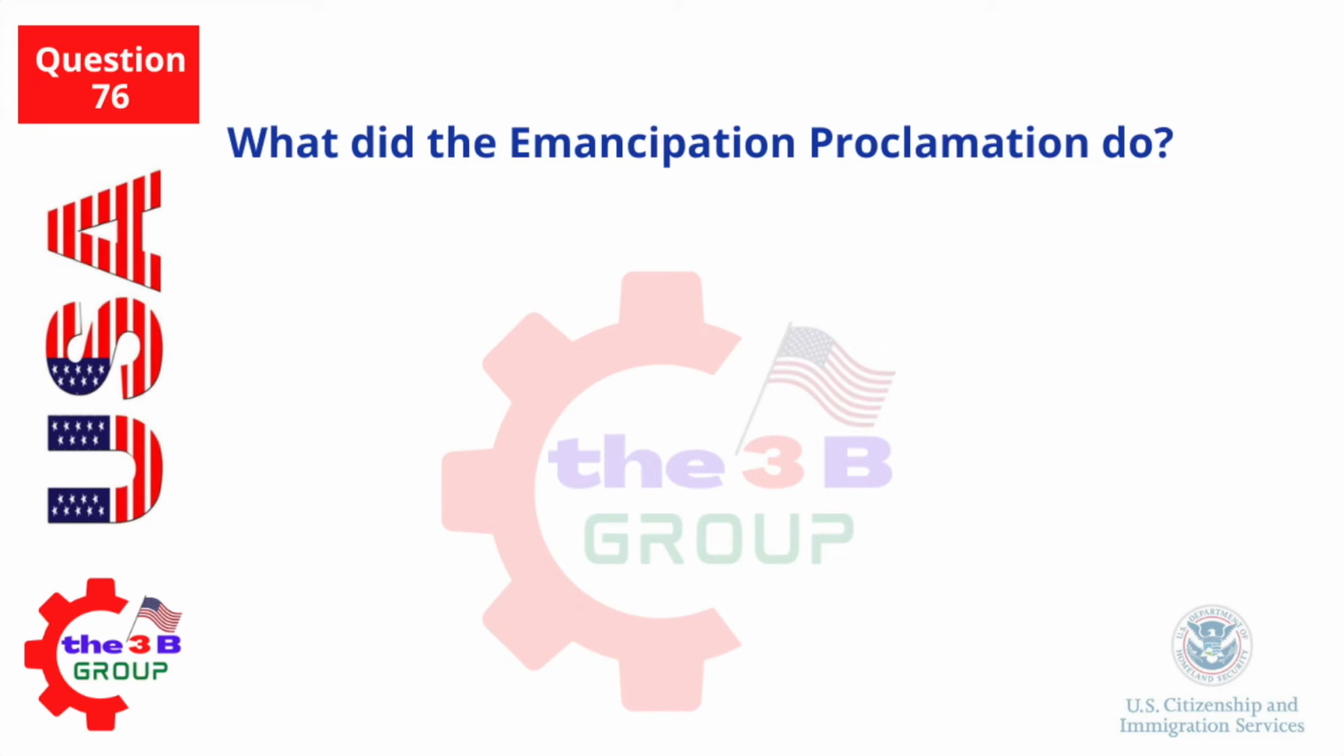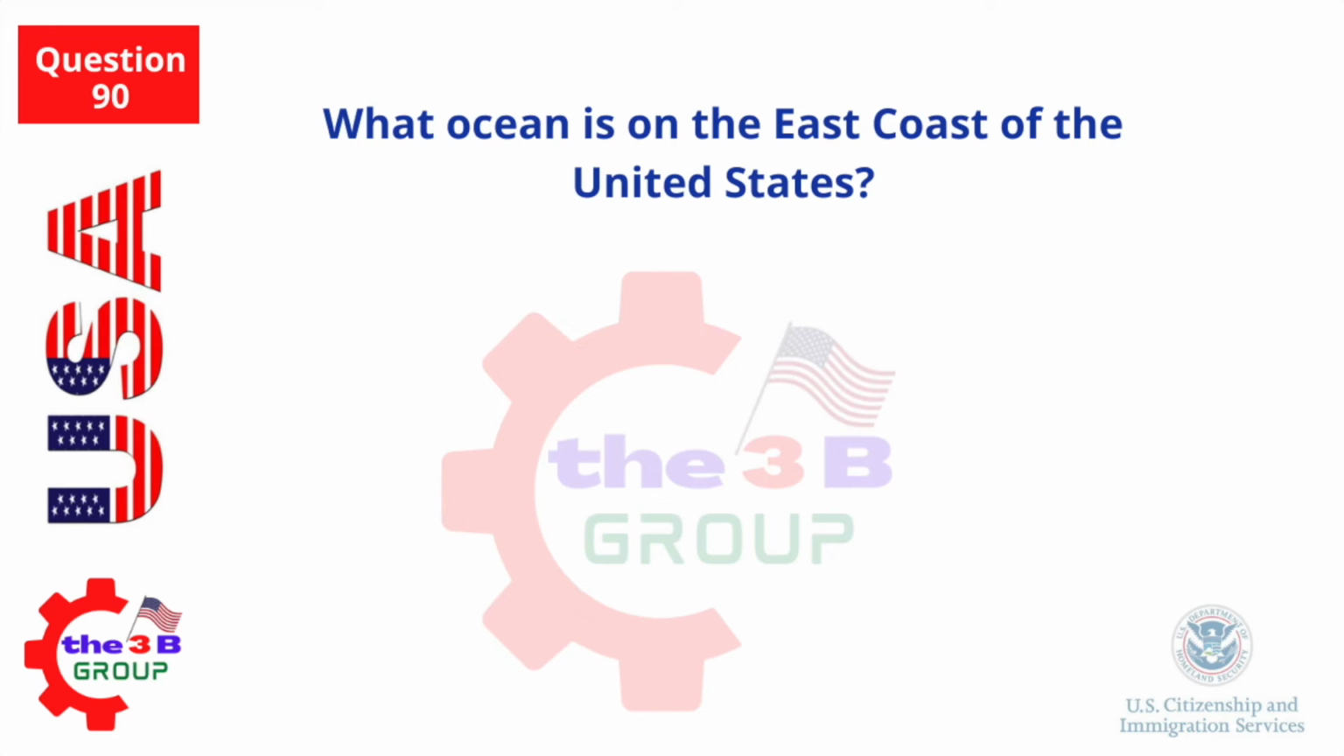What did the Emancipation Proclamation do? Freed the slaves. What ocean is on the east coast of the United States? Atlantic Ocean.